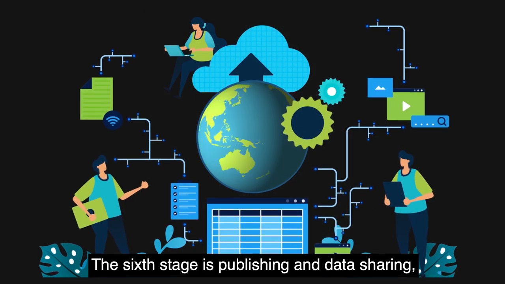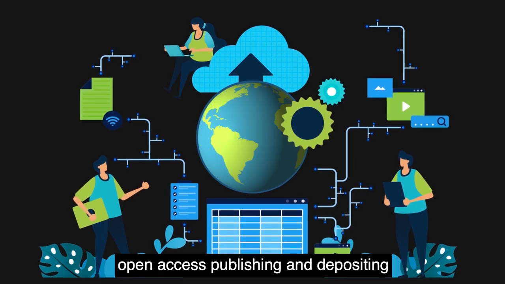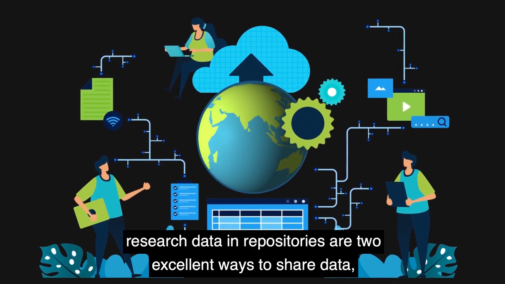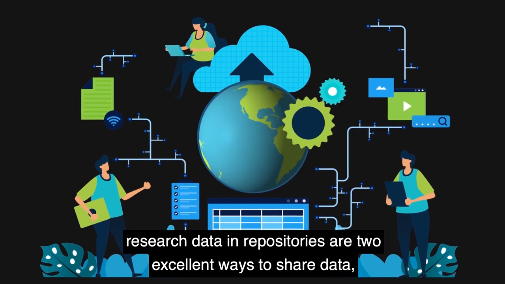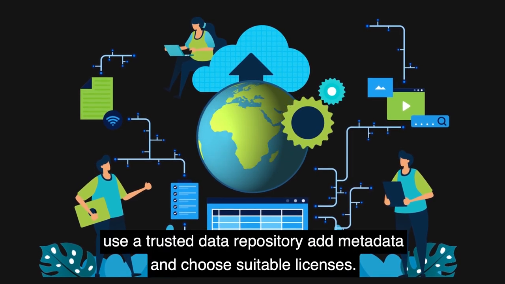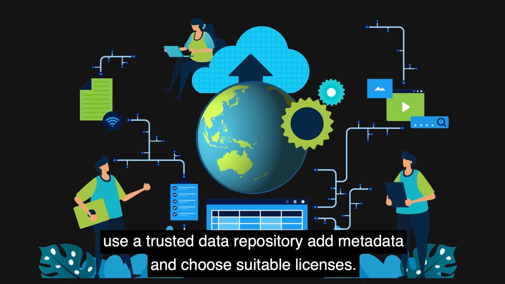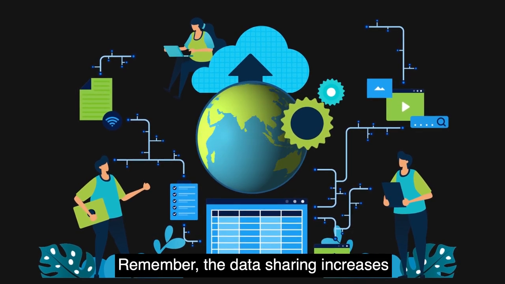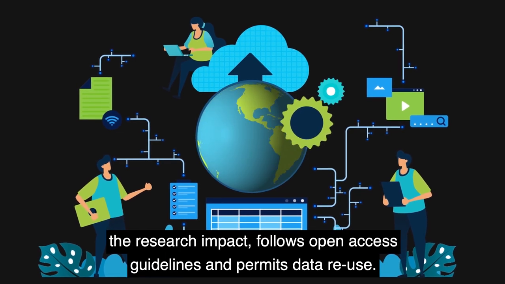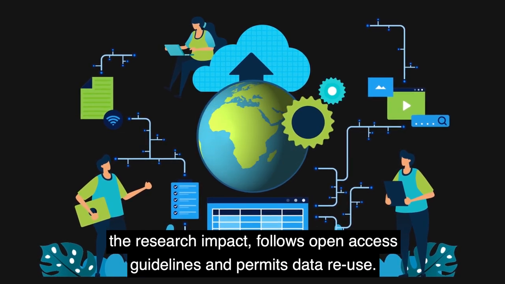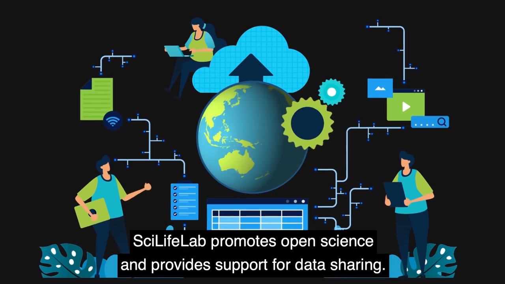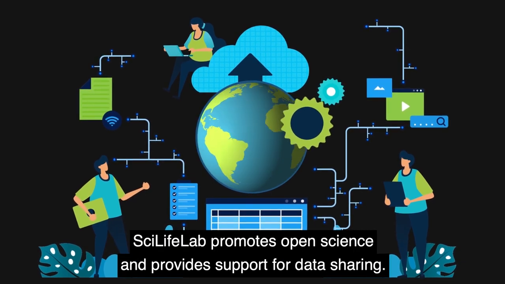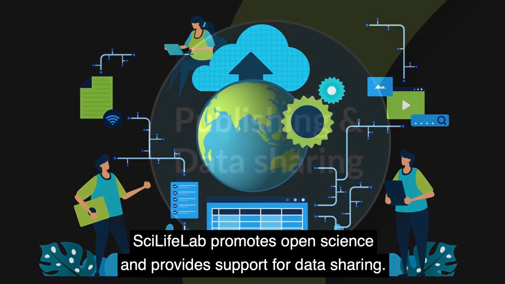The sixth stage is publishing and data sharing. Open access publishing and depositing research data in repositories are two excellent ways to share data. Use a trusted data repository, add metadata, and choose suitable licenses. Remember that data sharing increases the research impact, follows open access guidelines, and permits data reuse. SciLifeLab promotes open science and provides support for data sharing.